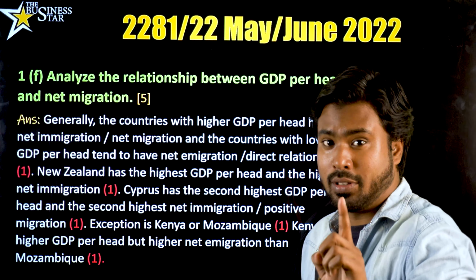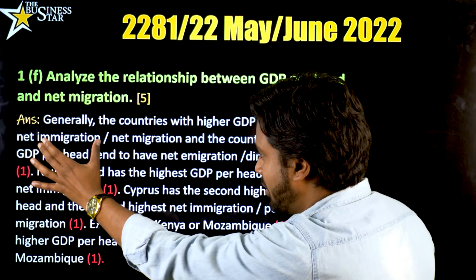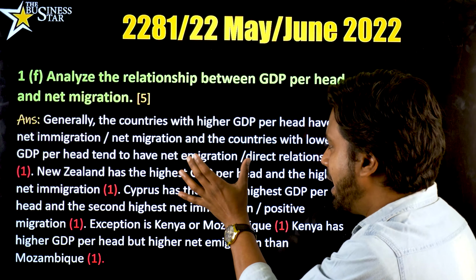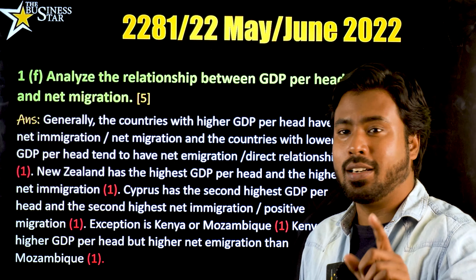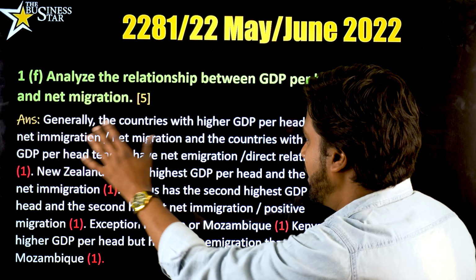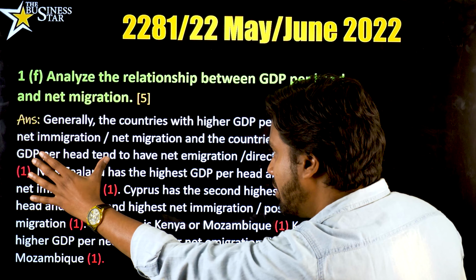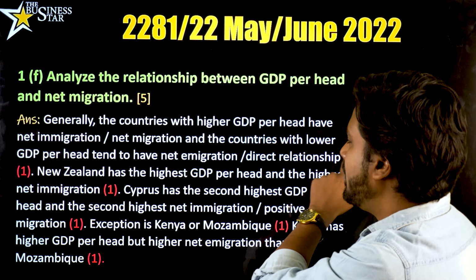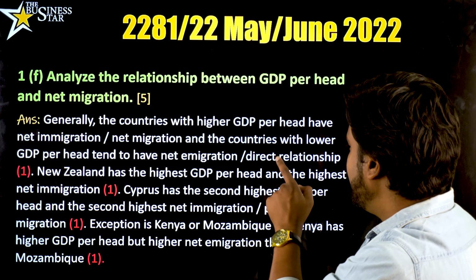There is a point to be noted, okay, which is over here it's written net immigration. Over here it's written net emigration. So let me read the whole answer again for you for better understanding. So generally, the countries with higher GDP per head have net immigration, okay, and the countries with lower GDP per head tend to have net emigration. So basically, there's a direct relationship.